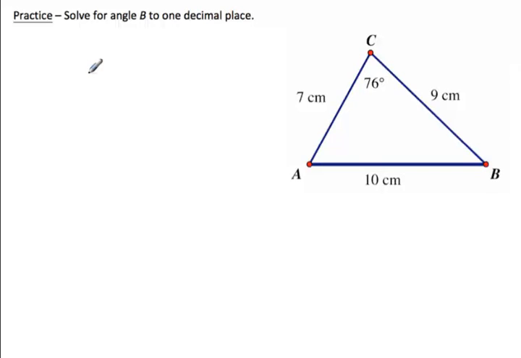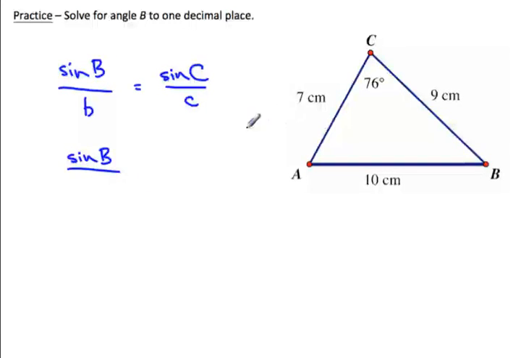Here's another example. This time we're being asked to solve for an angle. So because we're being asked to solve for an angle, we're going to put the sine ratios in the numerator. So the sine law tells us that sine B over b is equal to, and this time we're going to use C, sine C over c. Plugging in the values that we have, we get sine B, which is our unknown, over side length b is 7, is equal to sine of 76 degrees over 10. Multiplying across, we get sine B is equal to 7 sine 76 over 10.